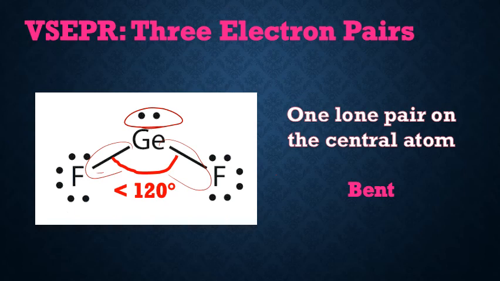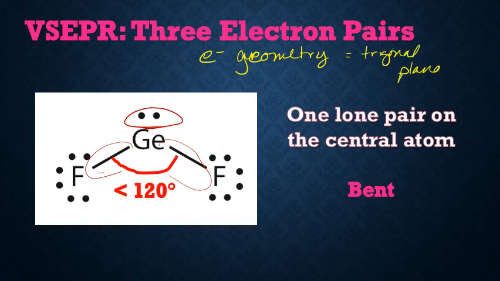When there are 3 things, so by things I mean bonds and lone pairs on the central atom, the electron arrangement, or the electron geometry, is trigonal planar. However, the VSEPR arrangement, because of this lone pair, is bent.